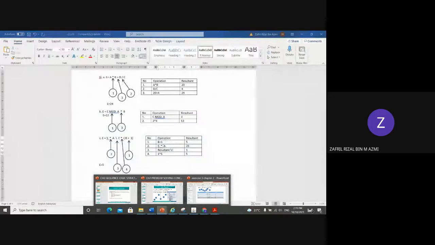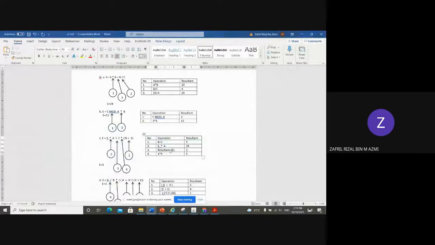Resultant pula resultant of 4. Contoh, resultant of apa kelas? Step number 3 ni. Resultant of resultant of 2 because 25 ni, it's the process this one. Resultant 2 ni kita nak divide by C. Okay, resultant of 2.